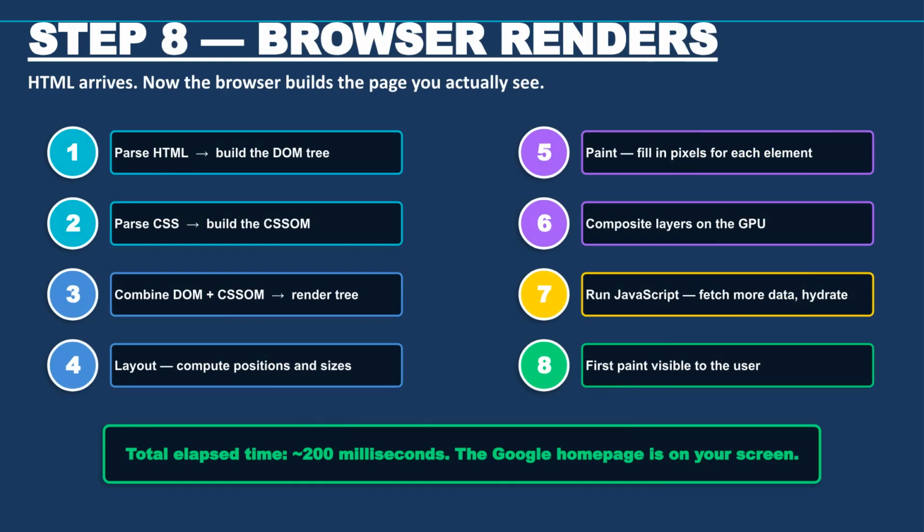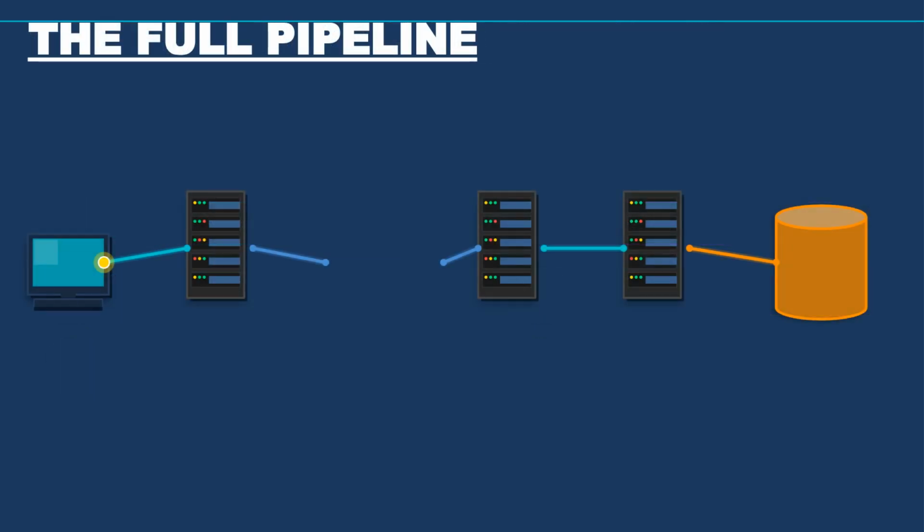Step 8. The browser renders the page. The browser parses HTML and CSS, combines them into a render tree, computes layout, paints the pixels, and composites layers, eventually running any JavaScript. Finally, the first visible paint appears on your screen, marking the completion of the process in about 200 milliseconds. This is the full pipeline, an end-to-end overview.